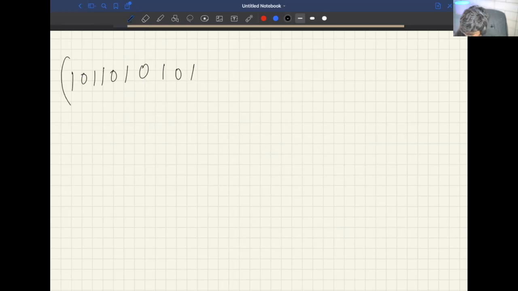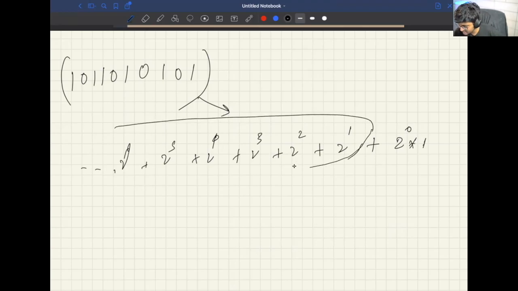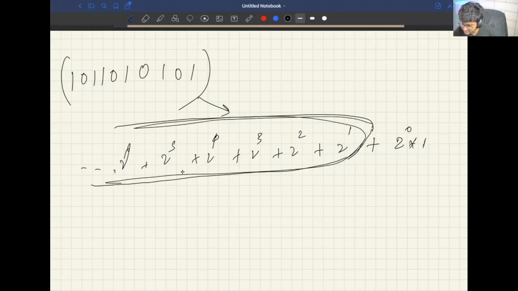Does not matter how big a number I have. If I expand this, this is basically 2 raised to power 0 into 1 plus 2 raised to power 1 plus 2 raised to power 2 plus 2 raised to power 3 plus 2 raised to power 4 plus 2 raised to power 5 plus 2 raised to power 6, whatever. Can you all see that at any cost, this is always going to be even? Can you see? Can you even see that?